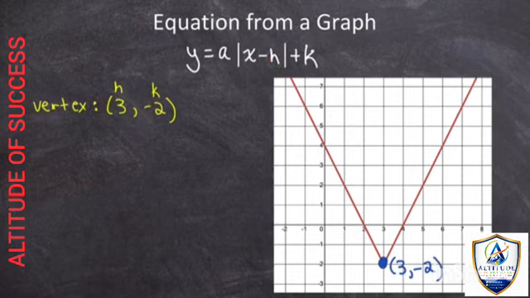All we have left to find is a. There's a couple ways we can find a. Remember, a gives us the slope of the right side of the function. So if we can find the slope of it, that's our a value.